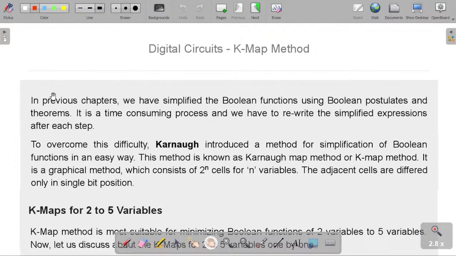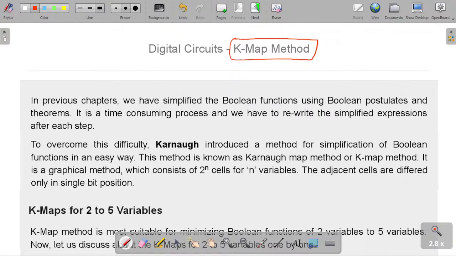So in this video we'll discuss the concepts of K-map. In the previous video we discussed the duality theorem and different Boolean laws, associative, commutative, distributive law, and also De Morgan's theorem with examples. In this video we'll discuss the K-map method.